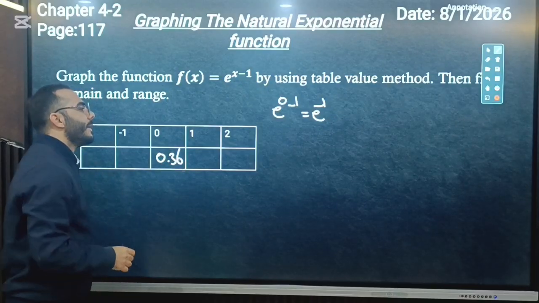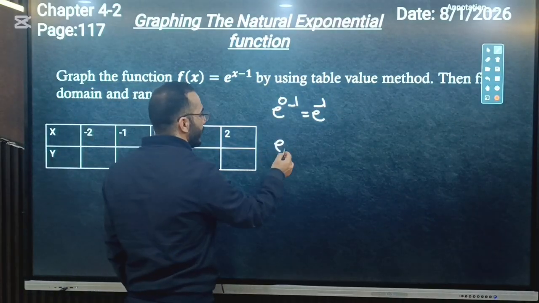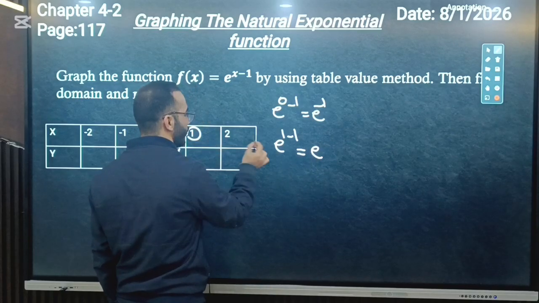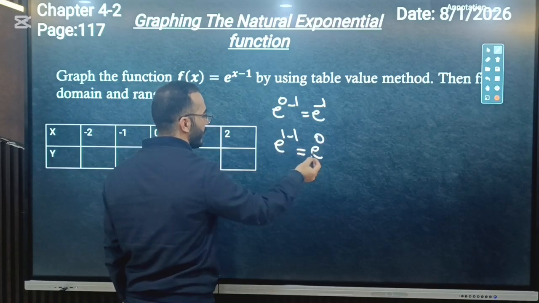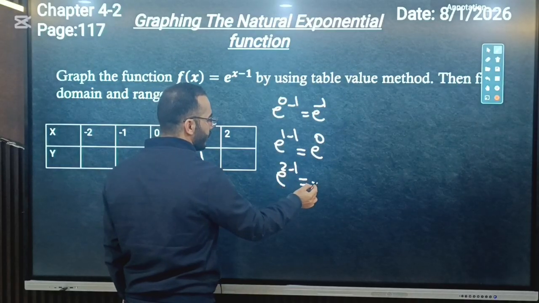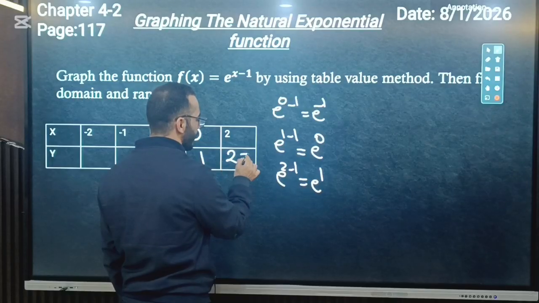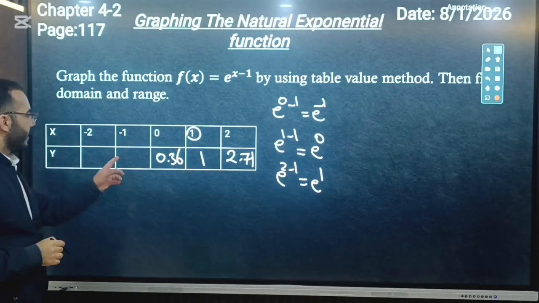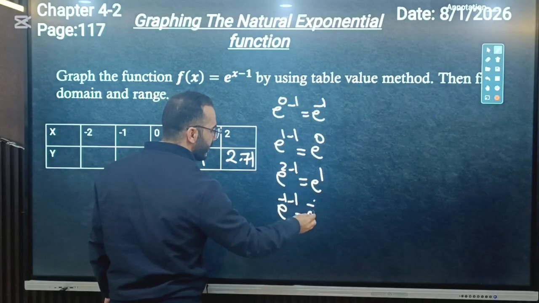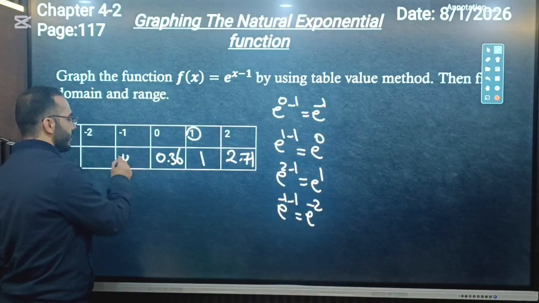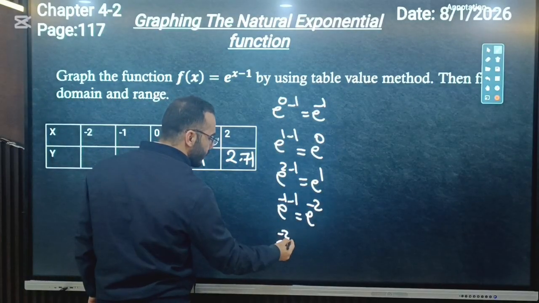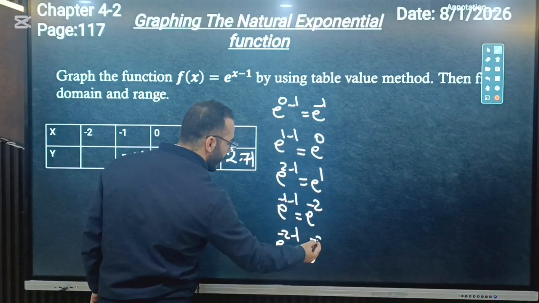e to the power of negative 1 is equal to 0.36. How about e to the power of 1 minus 1? Instead of x, I put 1. So 1 minus 1 is 0, and e to the power of 0 is equal to 1. e to the power of 2 minus 1 is e to the power of 1, which is 2.71. And then e to the power of negative 1 minus 1, which is e to the power of negative 2. And then finally, e to the power of negative 2 minus 1, so it's equal to e to the power of negative 3.